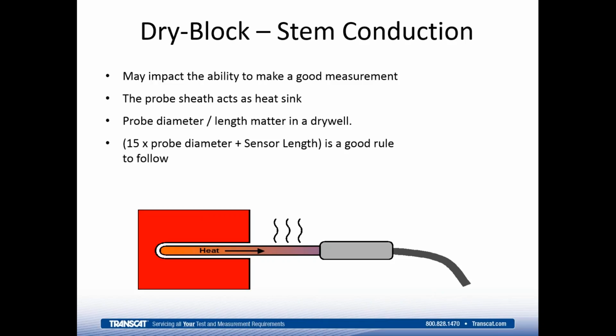But generally, using a rule of thumb of 15 times the probe diameter plus the length of the sensor, which is usually about an inch, you can figure out about how deep you need to have the probe inserted so that you don't have big error due to stem conduction. So that it'll be something that you can almost ignore.